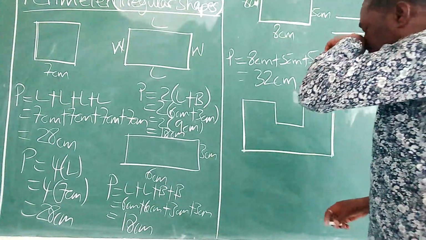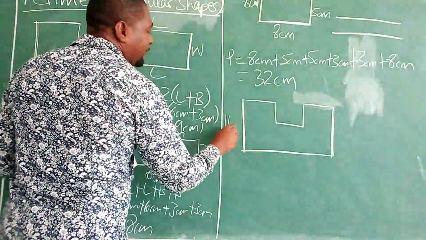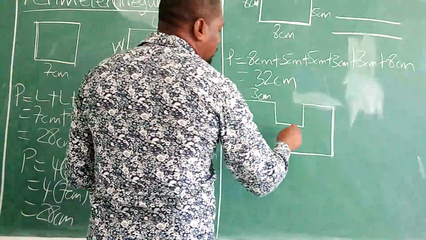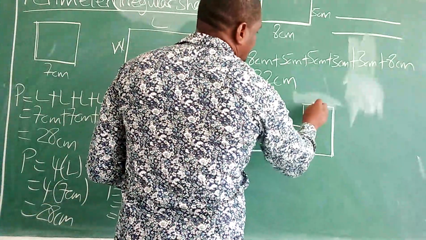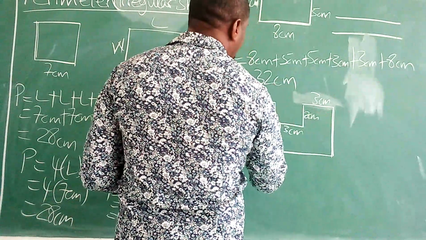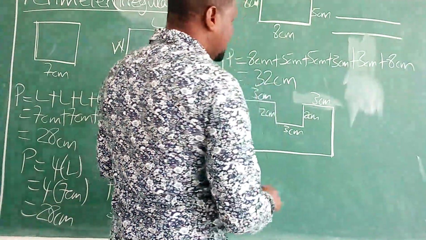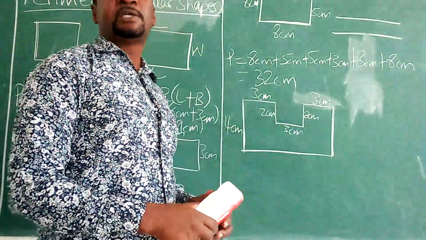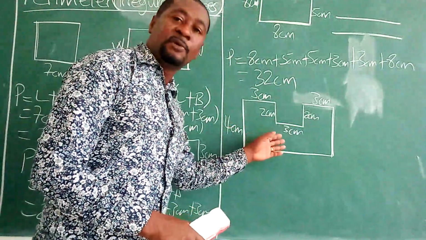So if I have here, let's say, 4 centimeters. Here is 3. And here 2 is what? 3. Here is 3. And here 2 centimeters. Here 2 centimeters. Then they say find the perimeter of this irregular shape.